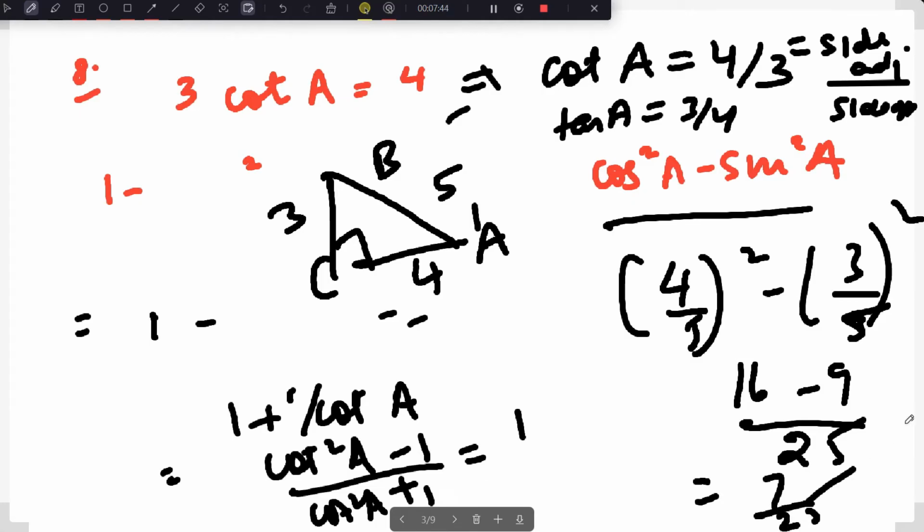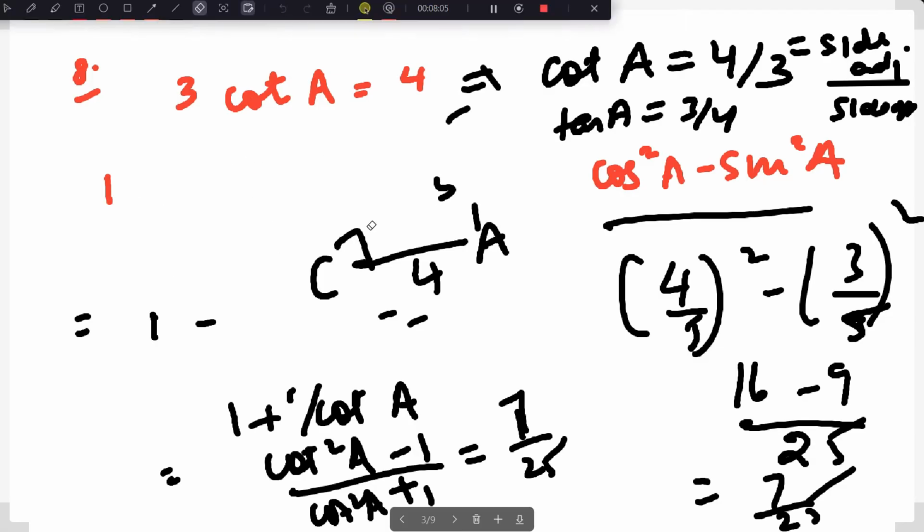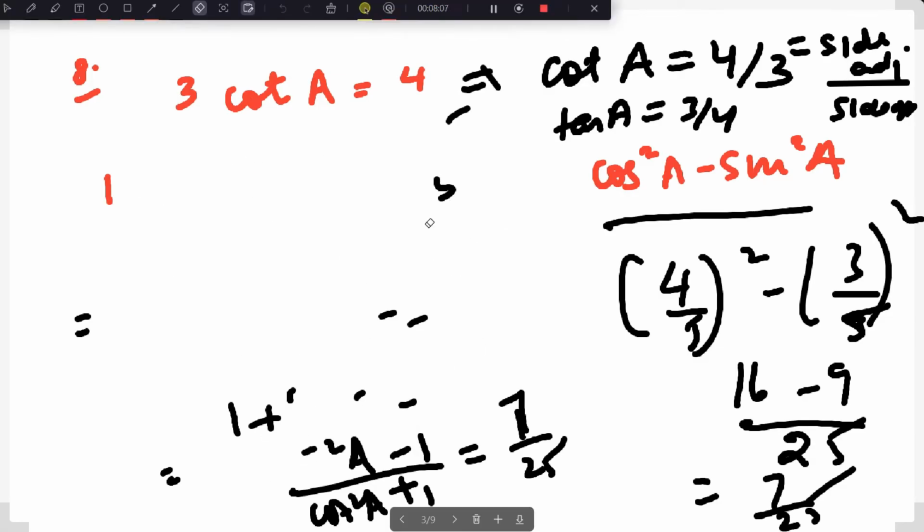This is also the same thing as the previous question. Is it trying to tell us something? Actually, the question itself was so funny, what I did there. I rubbed this all off, but that was also coming as 7 by 25, right? So the question itself was this.